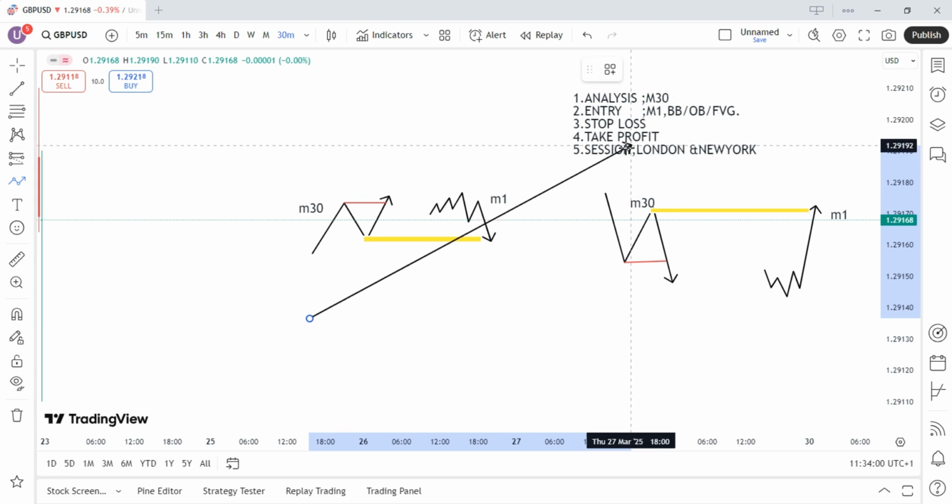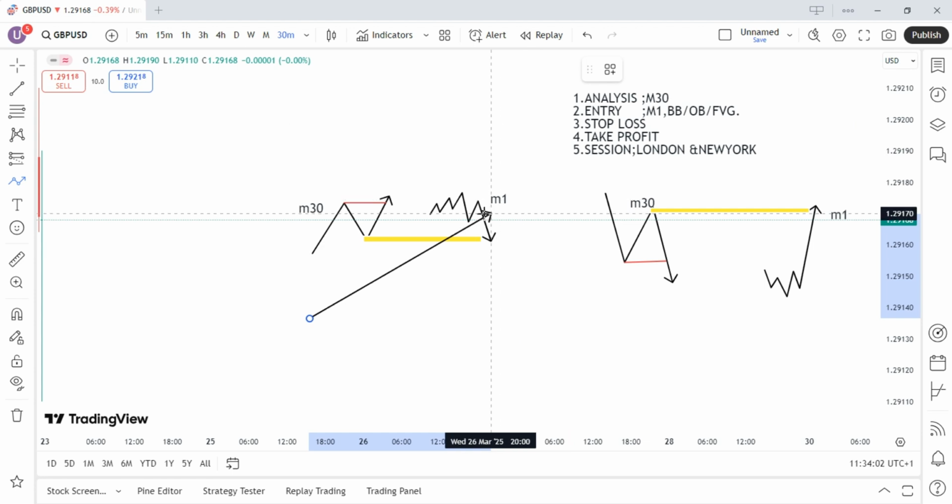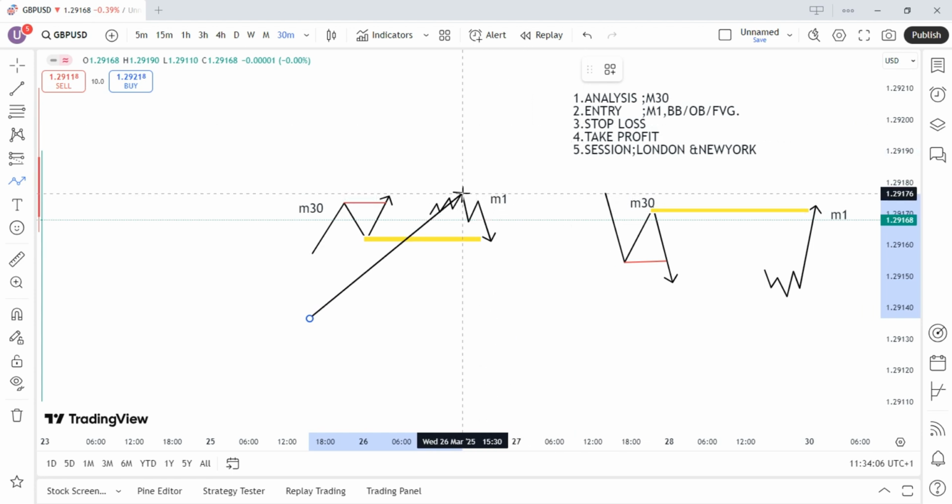Then our third thing to do is our stop loss. Our stop loss will be above this 1 minute time frame high, the high that created this low that shifted the market structure. That is where you put your stop loss.